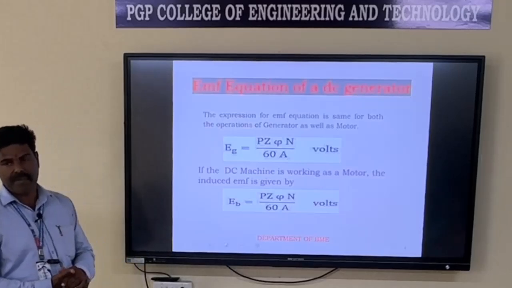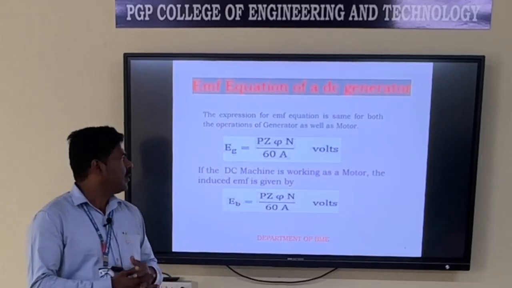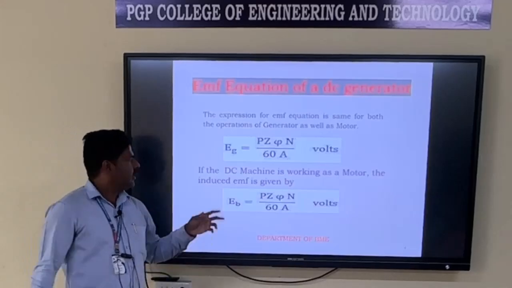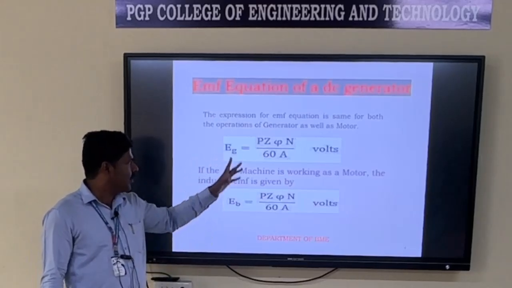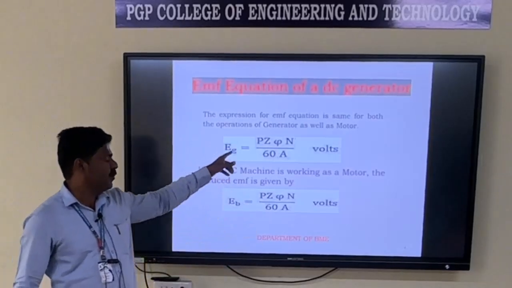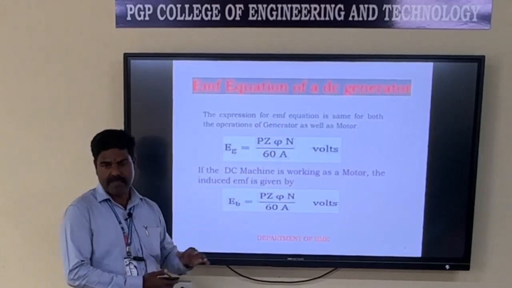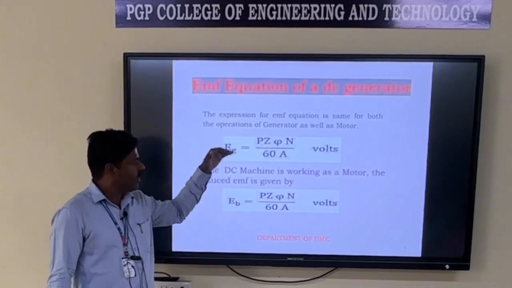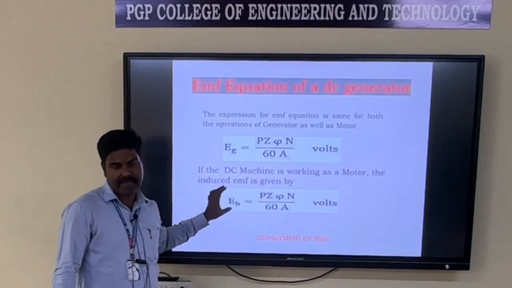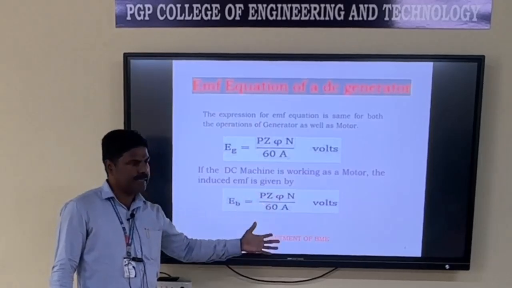Next, the EMF equation of a DC generator. The EMF equation of both DC machines is the same, whether working as a DC motor or generator. The EMF equation of a DC generator, Eg, is equal to phi Z N P by 60A. Phi is the magnetic flux, P is the number of poles, Z is the number of conductors, and N is the speed in RPM. This is the EMF equation for the DC generator. Similarly, the same expression holds for the DC motor, where the generated EMF or back EMF is equal to phi Z N P by 60A.